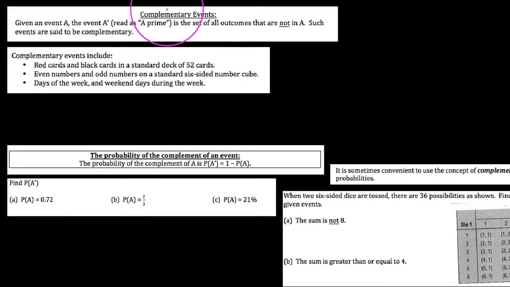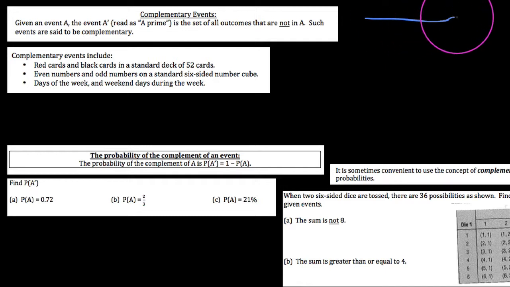In this video, we're going to focus on what we mean when we discuss complementary events and probabilities. Let's start by defining it. Given an event A, the event A prime, that's how you read this little apostrophe, A prime, is the set of all outcomes that are defined as being not in A. So we say two events, A and A prime, are complementary.